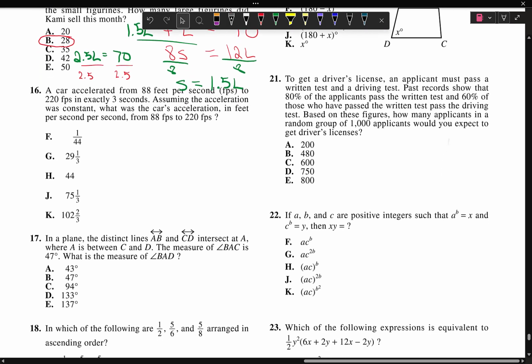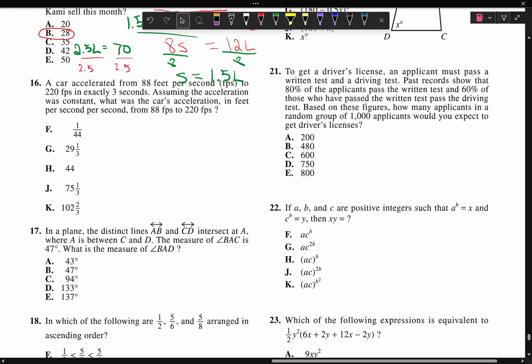And finally, 16. A car accelerated from 88 feet per second to 220 feet per second in exactly 3 seconds. Assuming the acceleration was constant, what was the car's acceleration in feet per second? Okay, so this is a simple rate of change problem. We want to find the difference in feet per second from 220 to 88.